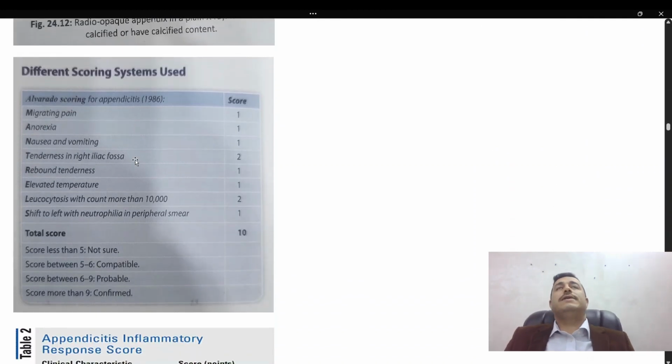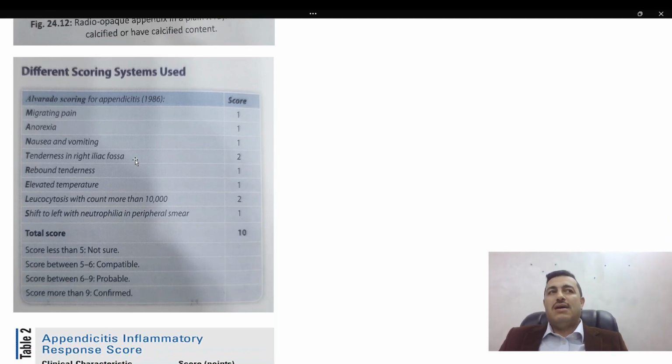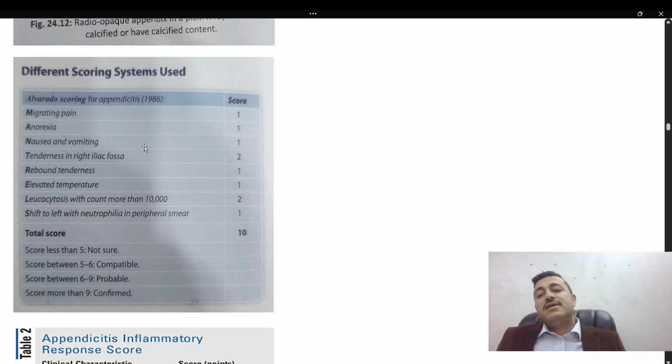Scoring system. Actually, this scoring system will help us to guide our treatment plan. It's like a constellation: we put all parameters together and try to help us. Of these is the Alvarado scoring system. Sorry, and there is a modified Alvarado, by the way, we will see. And Alvarado is a score out of 10.